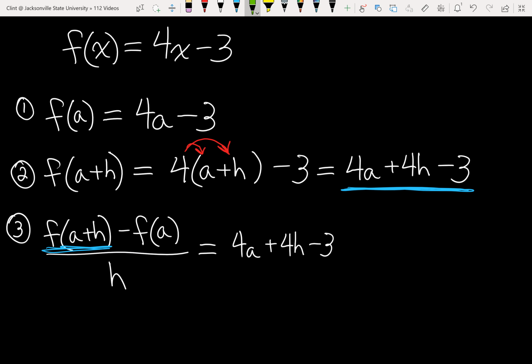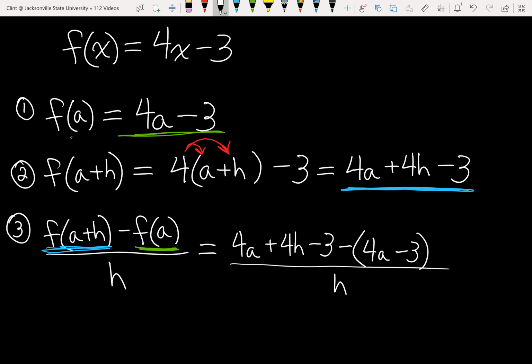Okay. And then it says minus f of a. So we're going to put our minus sign here. And then I'm going to put parentheses, because we've got to subtract the whole thing that's coming up. And the thing that's coming up is f of a. So there's that. So f of a is 4a minus 3. So we subtract 4a minus 3. And then the bottom is just h. So there's nothing to do on the bottom.